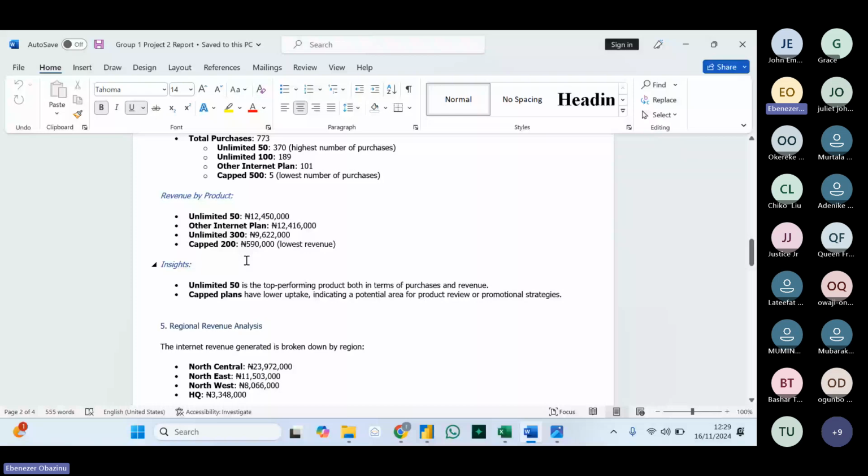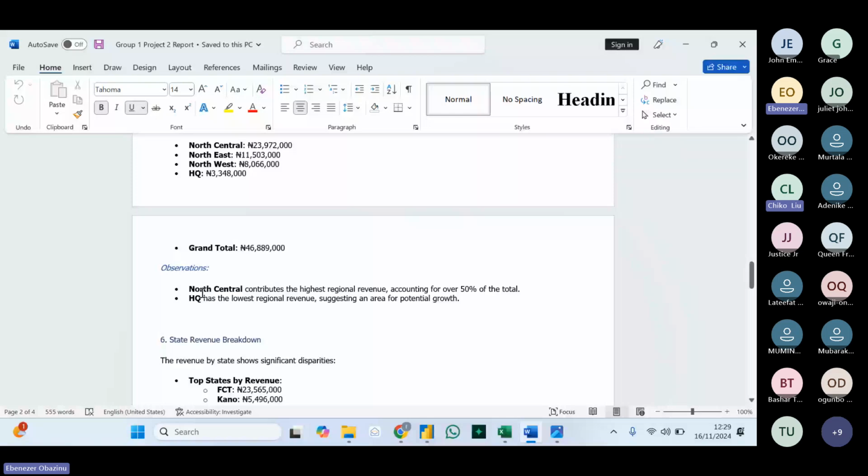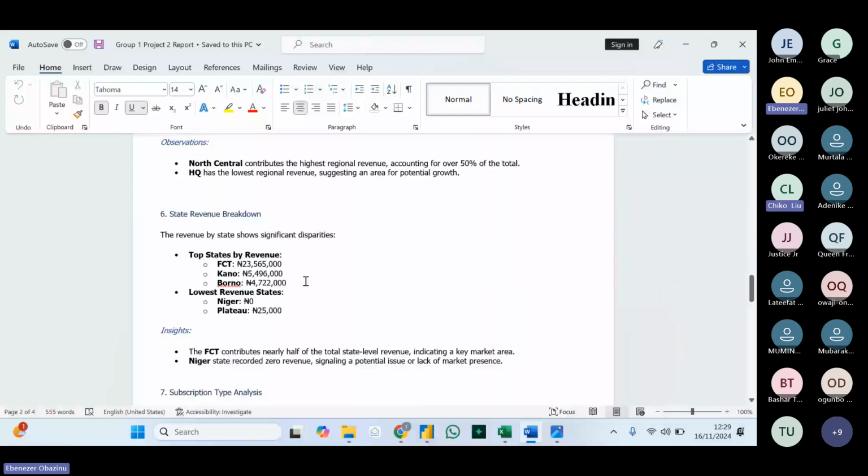So revenue analysis by region. North Central, which I've mentioned earlier, 23.9 million, and the headquarters is performing poorly, 3.3 million. So the observation there is that North Central contributed the highest, while headquarters contributed the lowest. So by state, FCT is the best performing state.